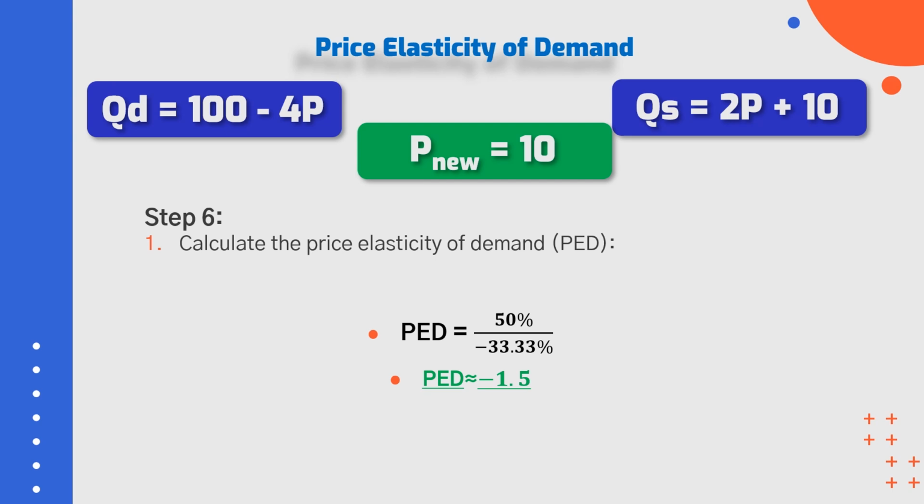Since this value is higher than 1, it means that our price elasticity of demand is of elastic type. So the demand is elastic. What does it mean? A slight change in the price leads to significant changes in quantity demanded. That's it.